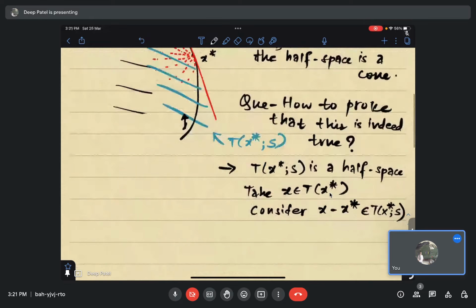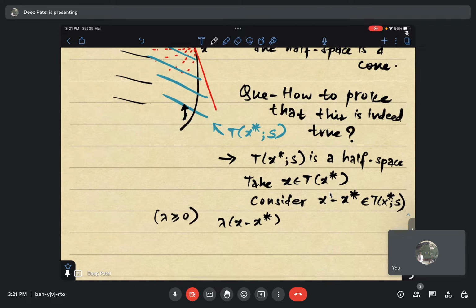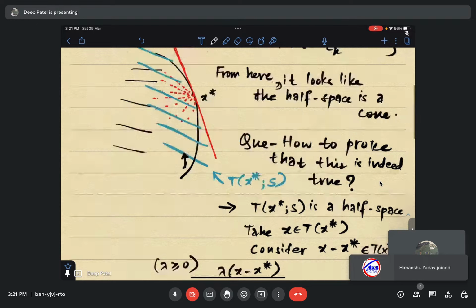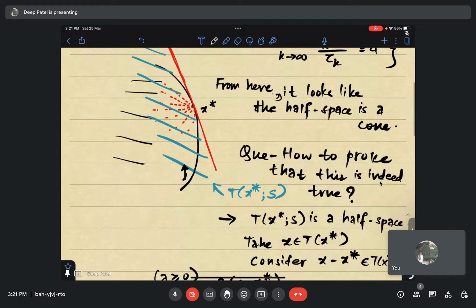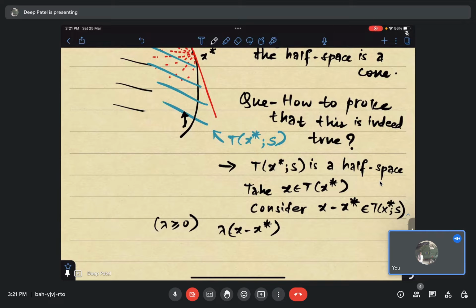Okay. So what can we say about this? If lambda is greater than or equal to zero, then the direction is not reversed, and it stays inside that half space. But that's what you want to prove, right? So how would we write it?